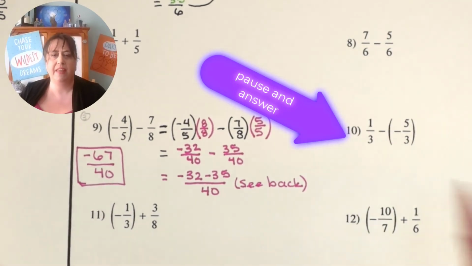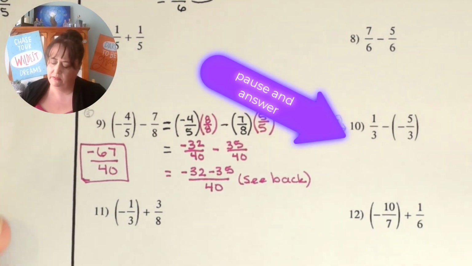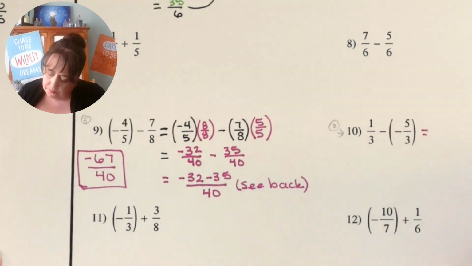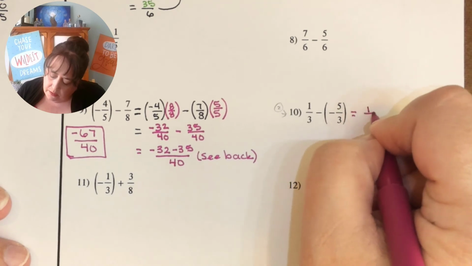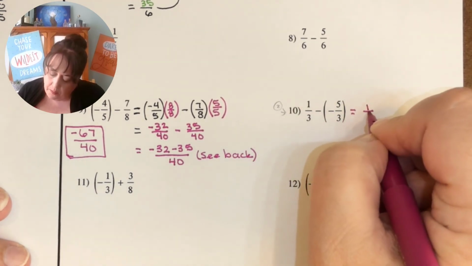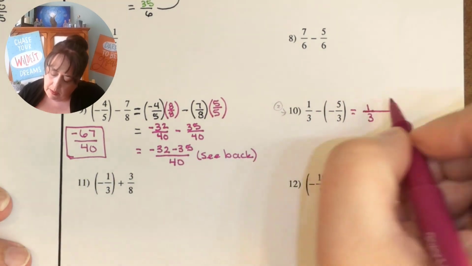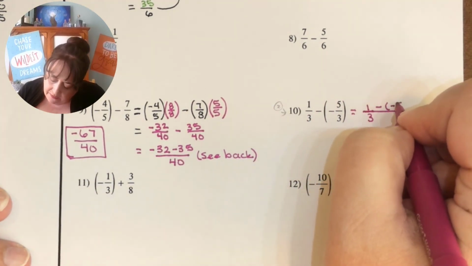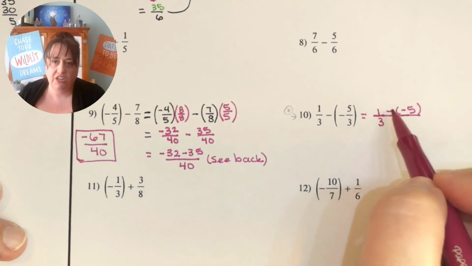What do I have? Oh, that's so nice. I have common denominators. You try it and then come on back. See how you did. 1/3. Let's just make that one big problem. Minus a negative 5 all over 3. Let's change that. Minus a negative 5.